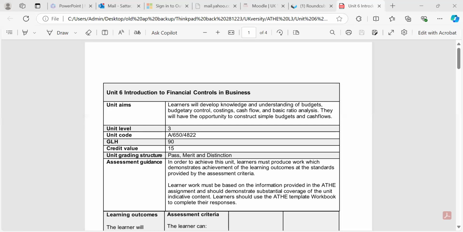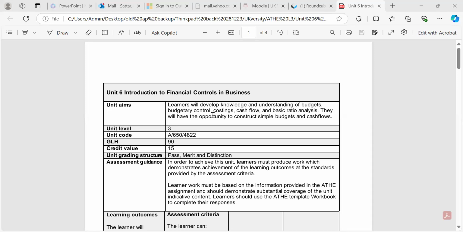Before starting, we'll go through the unit specification first, which I'll share with you via chat in a minute, and then we'll go through every lesson, one LO, one learning outcome. So today's lesson key focus will be introduction to financial control in a business.